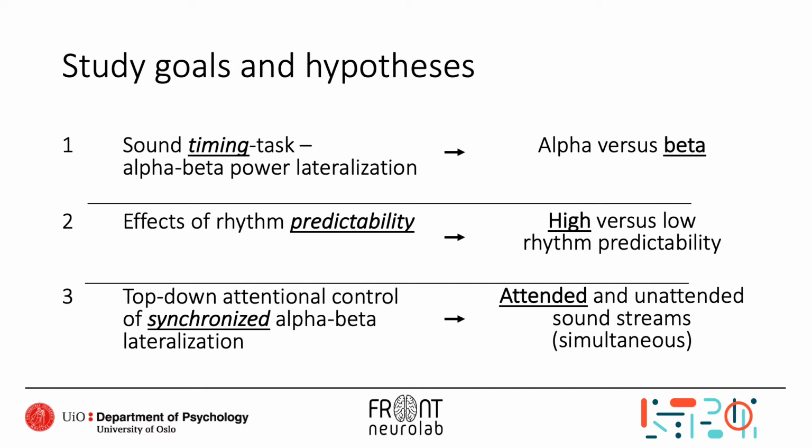Second, we independently manipulated rhythm predictability from temporal attention. Given that beta oscillations are involved in the prediction of temporal structure, we expected to see enhanced lateralized beta modulation with increased rhythm predictability. Finally, we addressed whether fluctuations of alpha-beta lateralization are under top-down attentional control. We hypothesized that when stimuli differ in presentation rates between the left and right ear, lateralization will synchronize with stimuli presented to the attended and not the unattended ear.